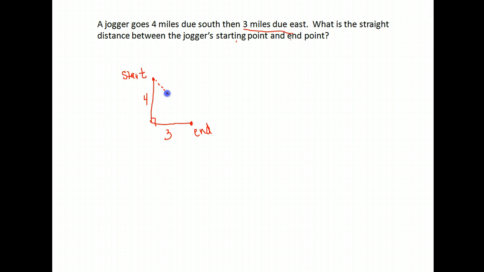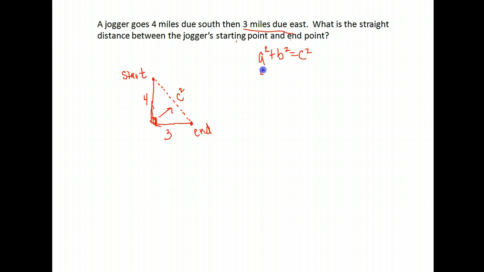They want to know what is this distance, the straight distance if they had not gone south and east, just diagonally across from start to end. What would that distance be? Well, notice we formed a right triangle here, so we can use the Pythagorean theorem. a squared plus b squared equals c squared. We have the legs, a and b. We do not know our hypotenuse here. Remember, it's that long side across from the right angle. That's how you spot it.